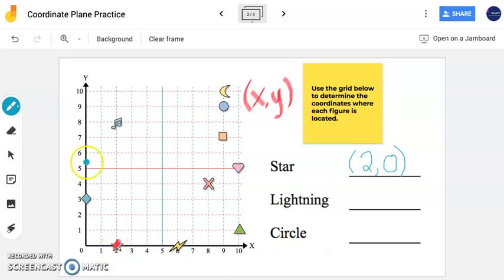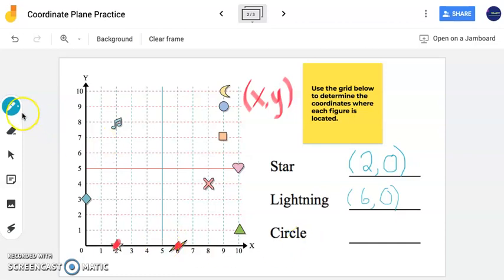Now I'm going to take a look at lightning. So I'm going to find my lightning. And in fact, it's right here as well along my x-axis again. I put a nice point over the lightning, and now I need to identify the ordered pair. Just like the previous problem, I started at 0, and I'm moving to the right 1, 2, 3, 4, 5, 6. So my x value is 6. But my y value is also going to be 0 because I'm not going up any units. It's remaining along my x-axis, so there is no y value. So when that is the case, you use 0 to represent your y value in the ordered pair.